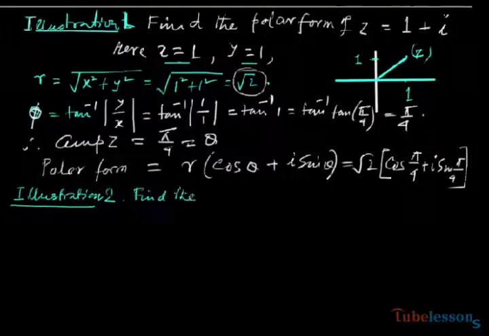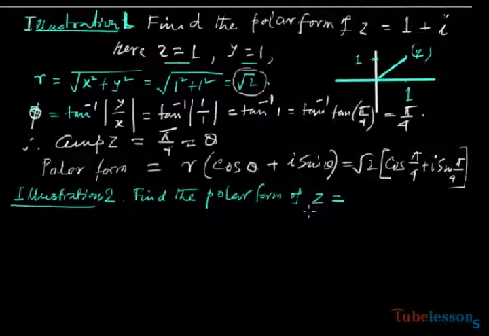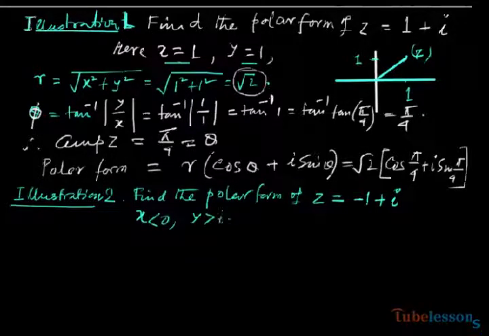Find the polar form of z is equal to minus 1 plus i. So here x is negative, y positive, so it lies in the second quadrant.